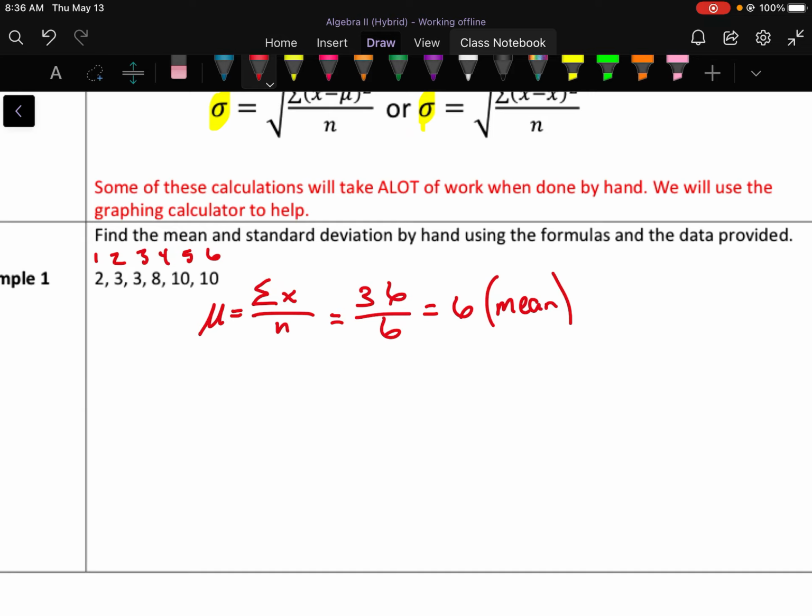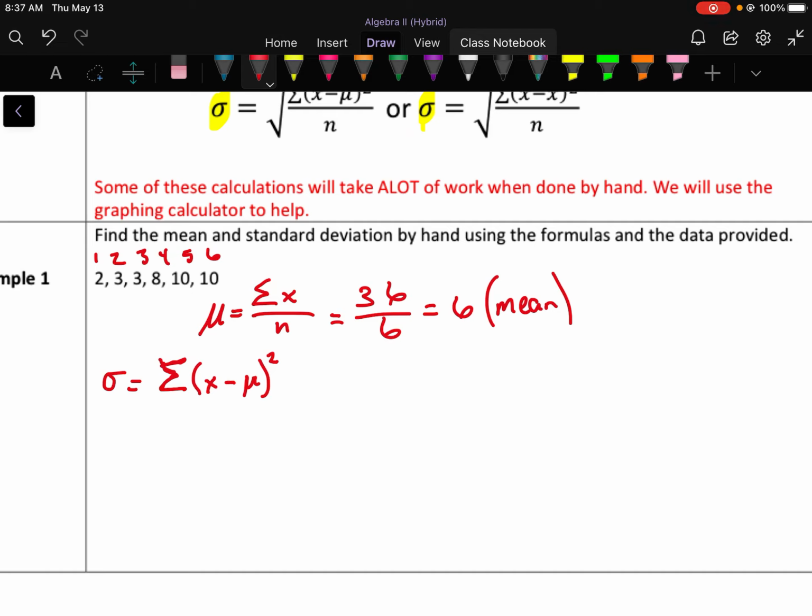Now the next one, here we go. This is going to take a little bit of work. We are going to find sigma. So here's how this works. You have to take the sum of the x value minus your average, which I'll write as mu. You could write it as x bar. Then you have to square it. So we're going to start here.